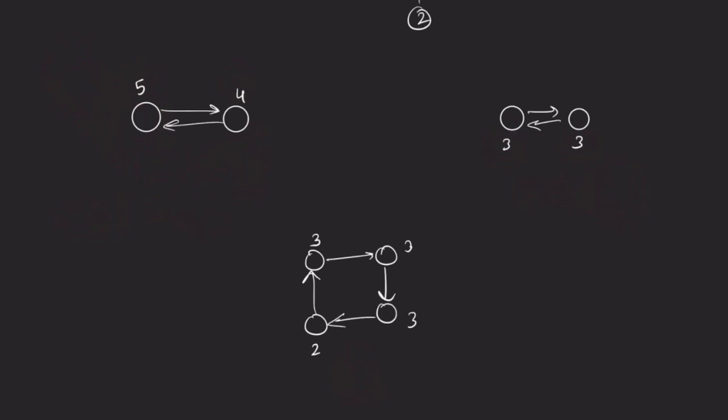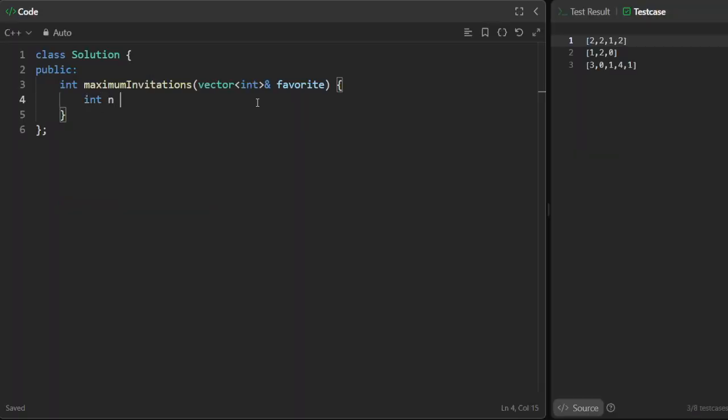Now let's look at the code. So first of all, let's take the total number of employees, which will be n. That will be favorite dot size. This is basically the total number of nodes that we have in our graph. And then we will create a vector for storing the in degrees of all the nodes. Let's name it in, and its size will be n, and initially the in degree will be 0 for all the nodes, right? Then we will run a for loop of I starting from 0 going till n, and then we'll do I plus plus, right?